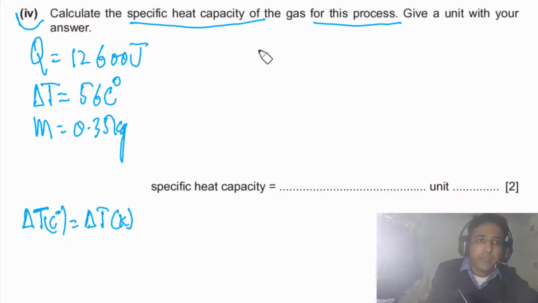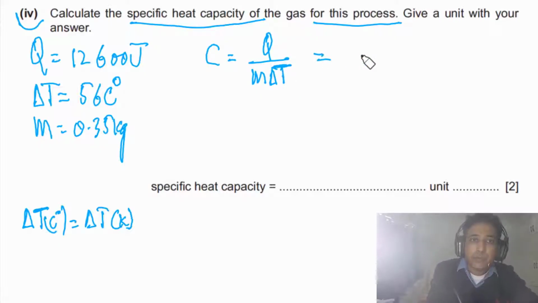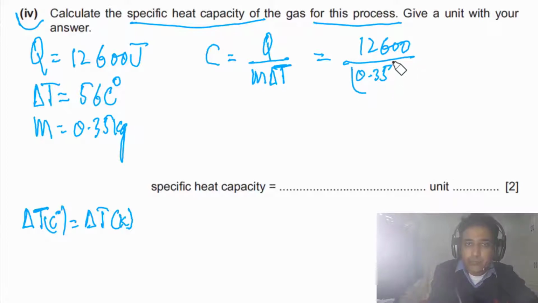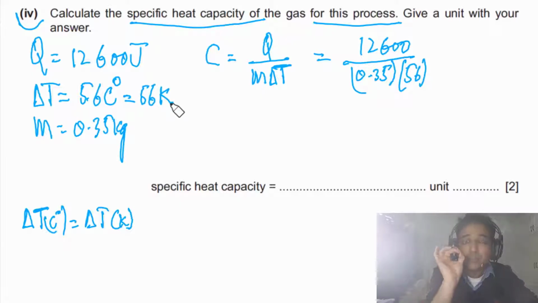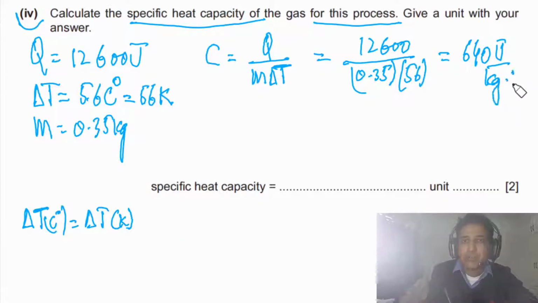So this point is very important. Now we need to calculate C, so we can simply say this is equal to Q divided by M times delta T. So we have the value of Q, that is 12,600 divided by 0.35, and here we have 56. So we can also say this is the same as 56 Kelvin because a change in temperature of 56 degrees Celsius is equal to a change in temperature of 56 Kelvin. So from here we will get our answer, that will be equal to 640 joules per kg per Kelvin.